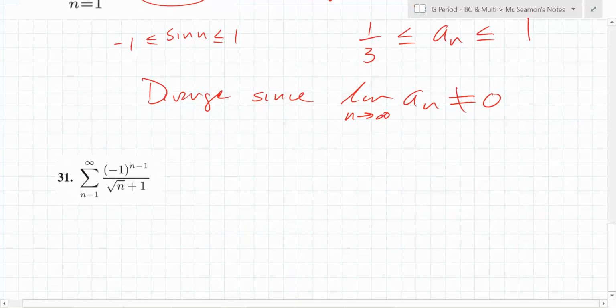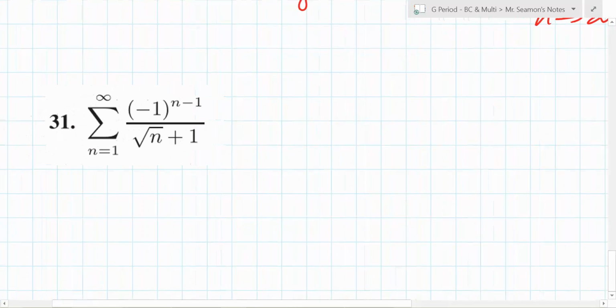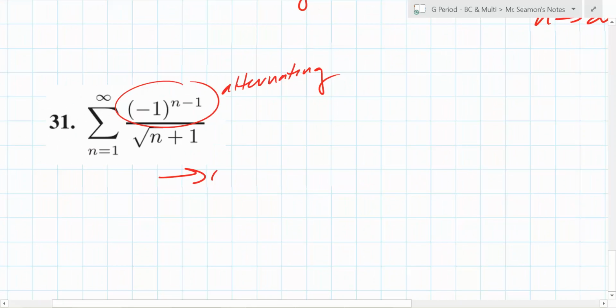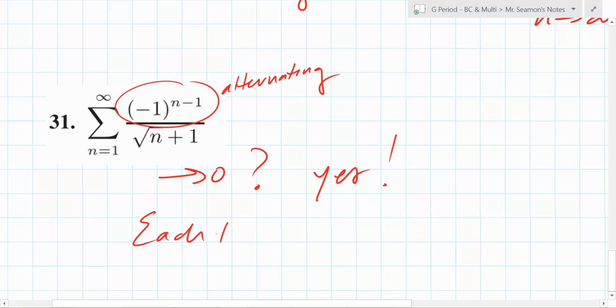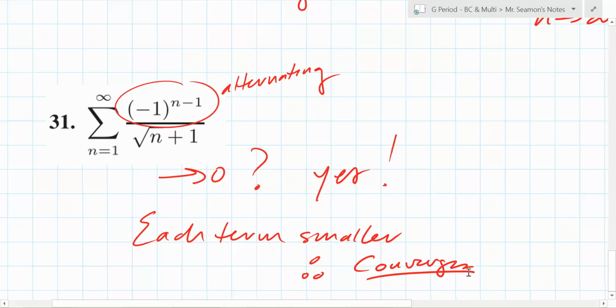Okay, this is an alternating one. First of all, we know it's alternating. Why do we know it's alternating? Because of this thing, right? It's alternating. Does it go to 0? Yes, it does. Does each term get smaller? Yes. So therefore what? Converges. It alternates, it goes to 0, and each term gets smaller. Therefore it converges. You can think of the absolute value of each term getting smaller, like if you ignore the alternatingness.